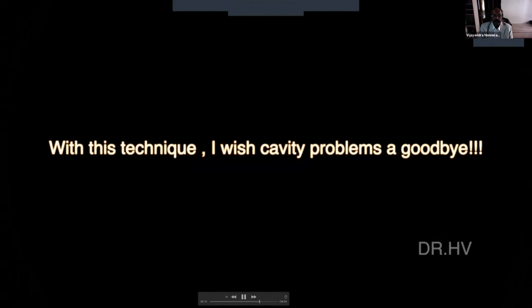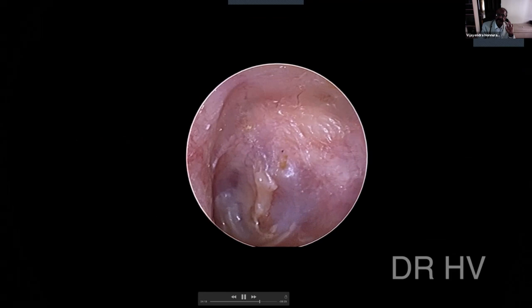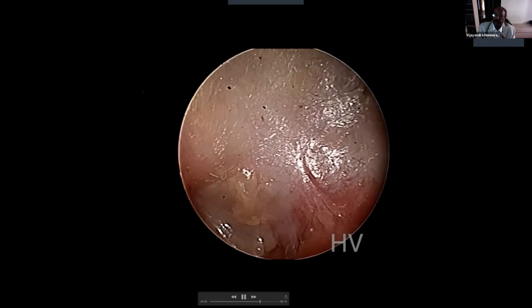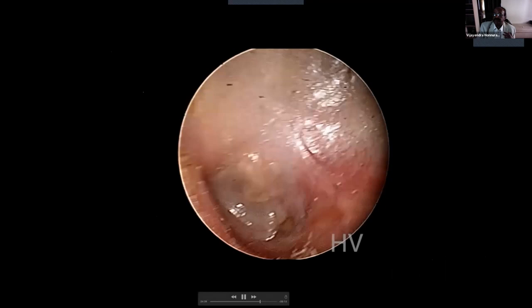So I never get a cavity, but believe it or not, look at this cavity, how it looks. See, this is the handle of the malleus. Is there any cavity? No cavity at all. People speak about the cavity problem, cavity problem, cavity problem. If you do this technique, honestly, in my hands, I have never seen any cavity problem, at least in 96 to 97%. In 1 or 2%, yes, I get it. Sometimes this soft tissue gets sloughed out, so that time I get it. Otherwise, this is how my cavities will look.